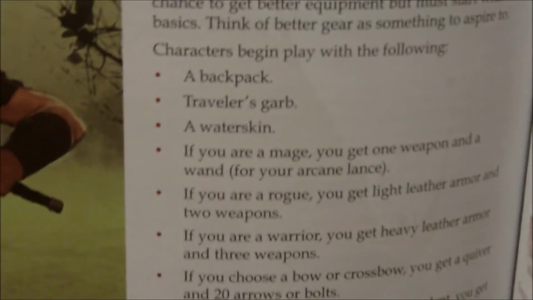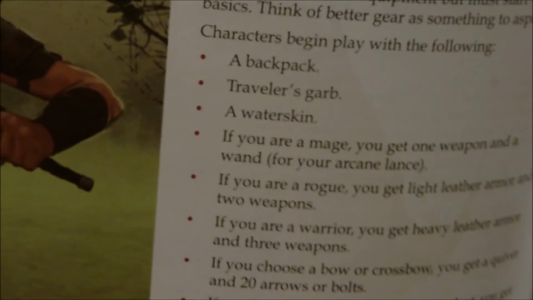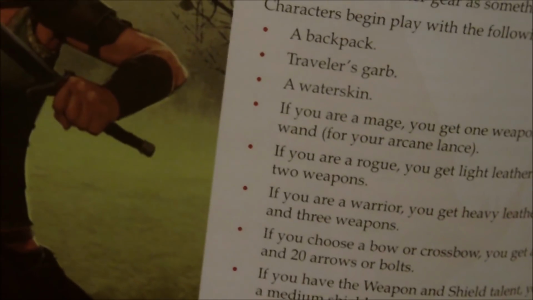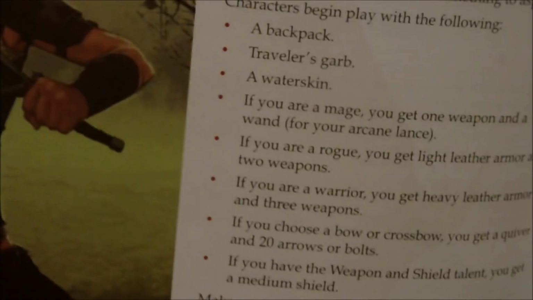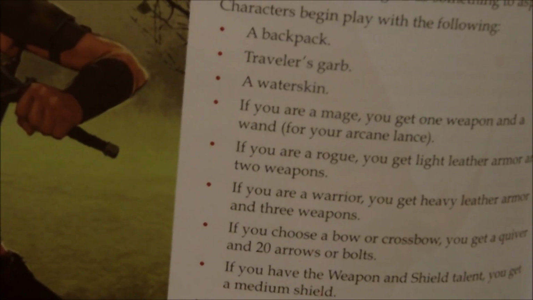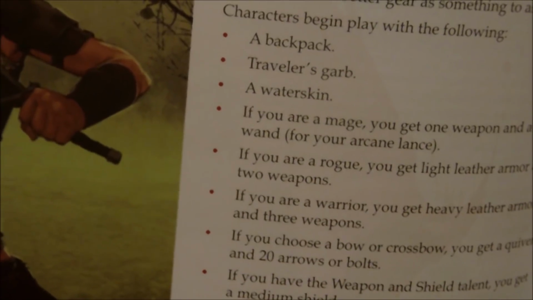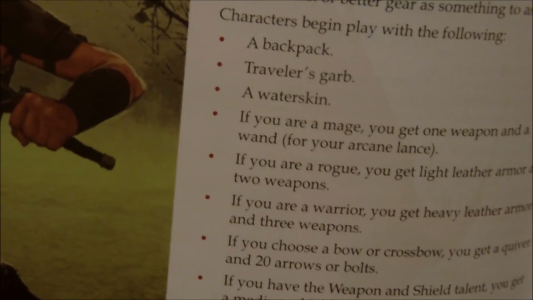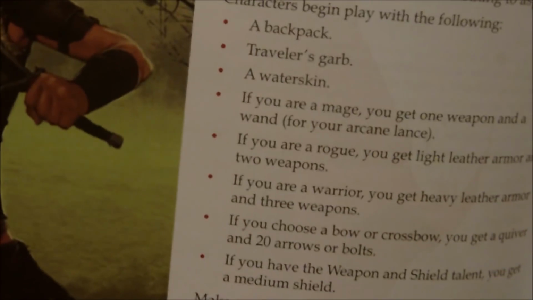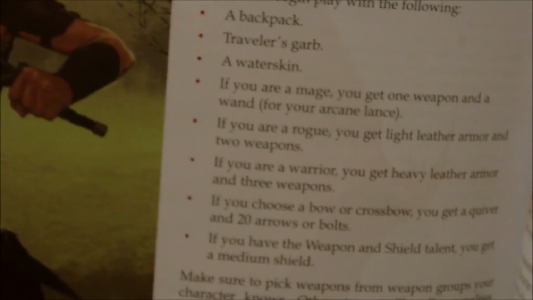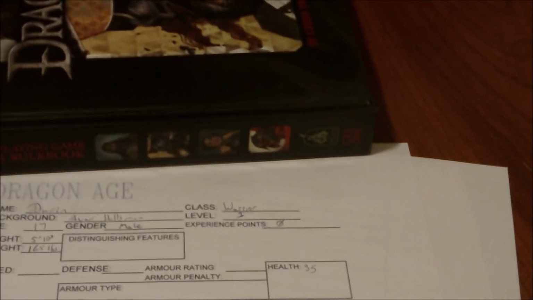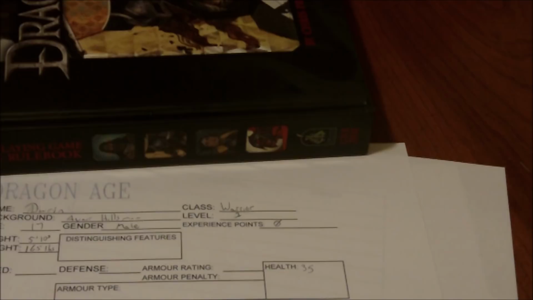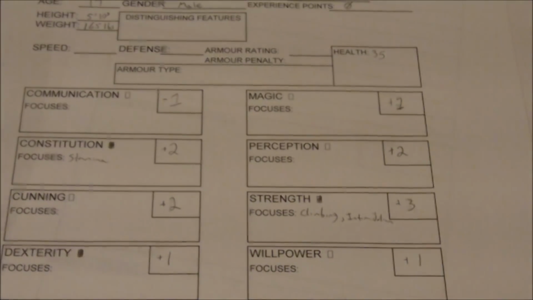So the next couple of things that we do, so we've got our starting equipment. We get a backpack, traveler's garb, and a water skin. If you are a mage, we are not, but if you're a mage you get 1 weapon and a wand. So we're not a mage. If you're a rogue, which again we're not, you get light leather armor and 2 weapons. If you are a warrior, you get heavy leather armor and 3 weapons. And then if I choose a bow or a crossbow, I get 20 arrows or bolts. And if I have the weapon and shield talent, I also get a medium shield. So I'm just going to go ahead and fill that in. I also get 50 plus 3d6 silver pieces for additional equipment.